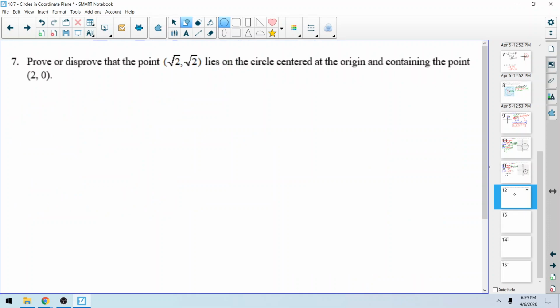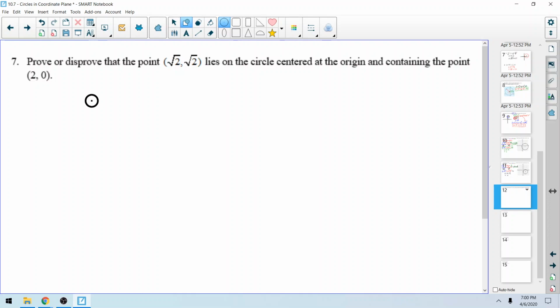Okay, changing it up just a little bit here. Prove or disprove that the point square root of 2, square root of 2 lies on the circle centered at the origin and containing the point 2, 0. Okay, so let's think about that.